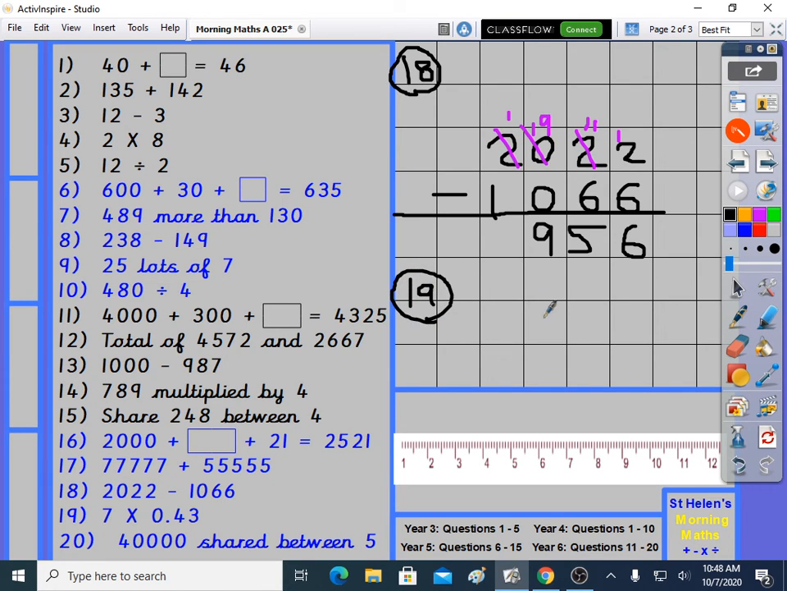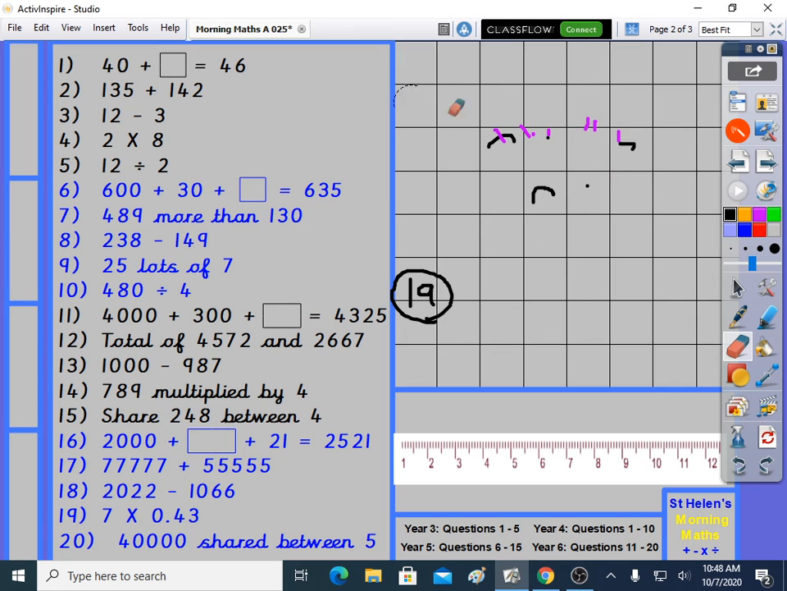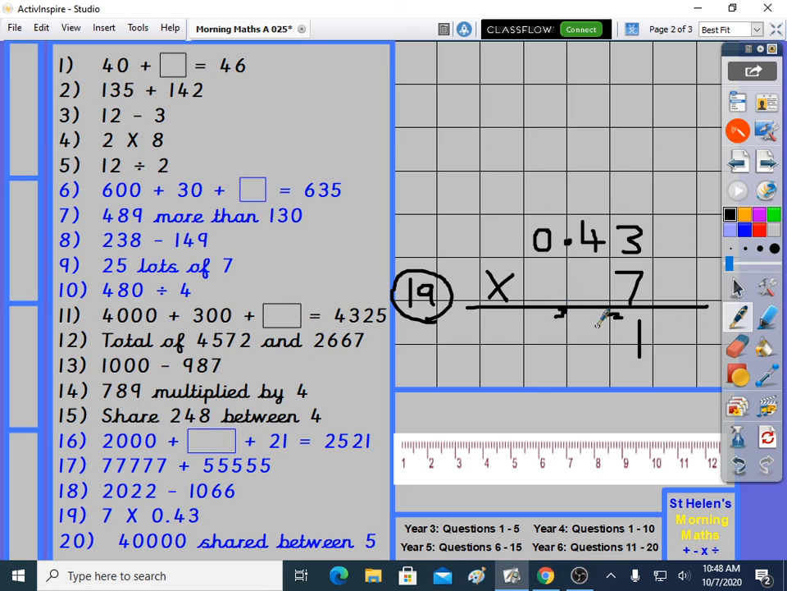Decimal multiplication. 0.43 times 7. Right, this could be a little awkward. This one. Got to get the decimal place in the right place in the answer. 0.43 times 7. I'll line it up as if there's no decimals. That's what I do with times. That's what you should do with times, really. 7 times 3 is 21. 7 times 4 is 28, plus 2 is 30. 7 times 0 is 0, plus 3 is 3.